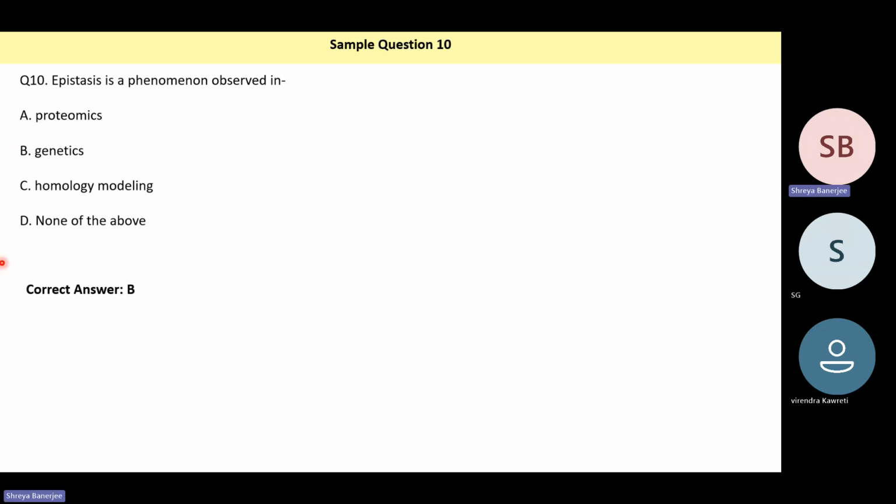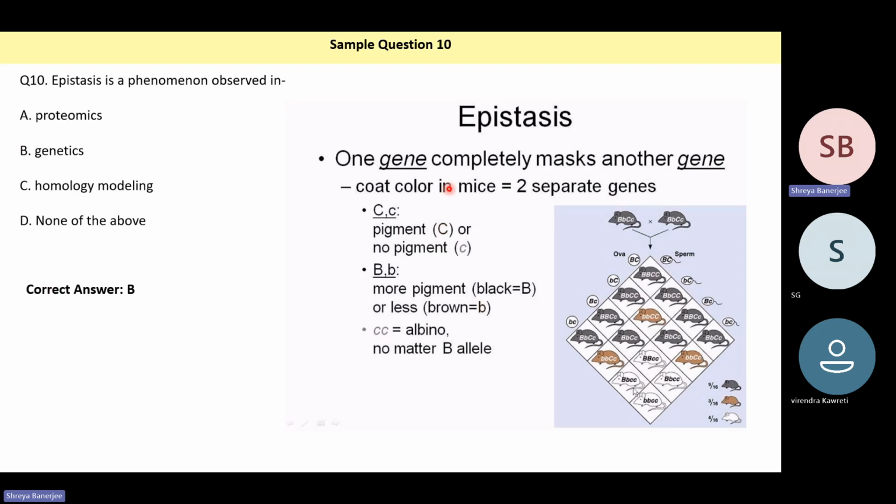So the answer is genetics. Epistasis is basically when one gene completely masks another gene. So if you have two mice having genes where the capital B stands for more pigment, that is black, small b stands for less pigment, that is brown. Capital C stands for pigment, small c stands for no pigment. So you can split up the different genes and put them together again.